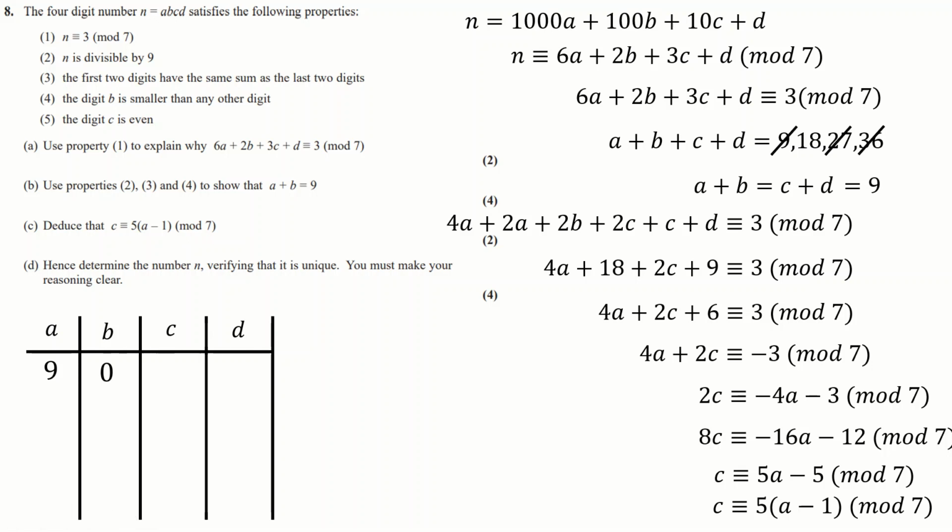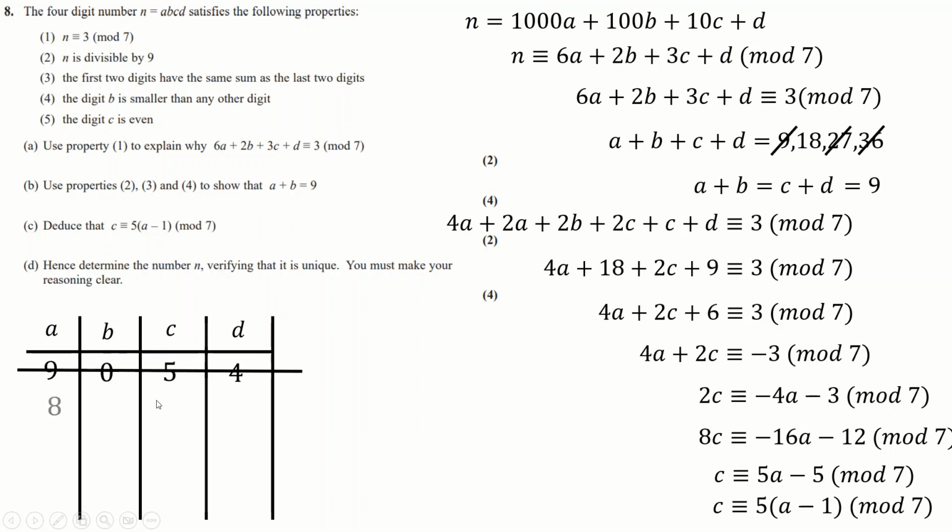So let's use this. So A is 9, means that C: 9 minus 1 is 8, times 5 is 40, minus 35 is 0, so this makes 5. So C must be 5 mod 7, right? Which makes D 4, because 5 plus 4 is 9. However, what's wrong with this? Well, C must be even. So this 9054 doesn't work, so I've crossed it out.